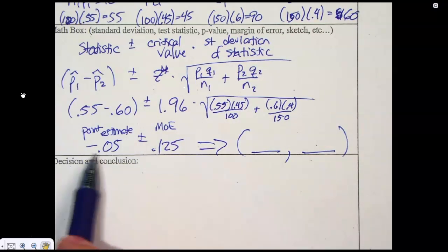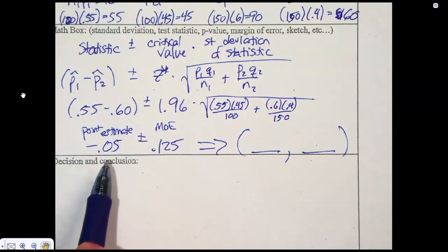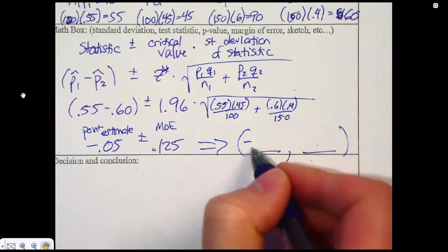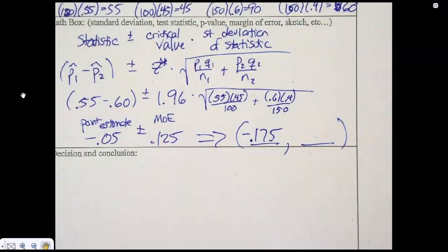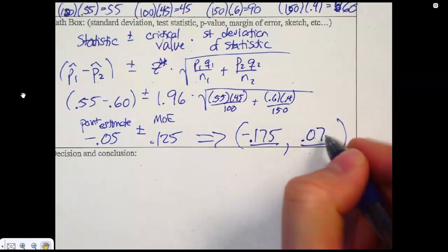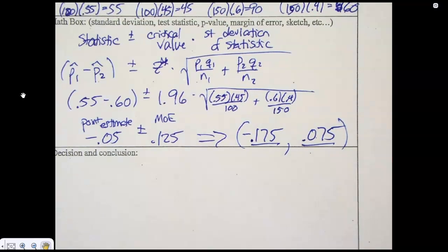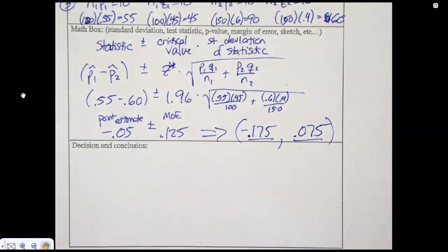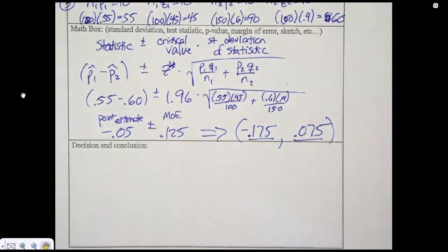Okay. So then do negative 0.05 minus 0.125. So negative 0.175. And do negative 0.05 plus 0.125. This would be 0.075. Questions? Should I stop? Slow down. What can I help with? You okay?